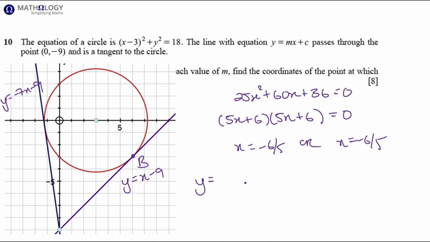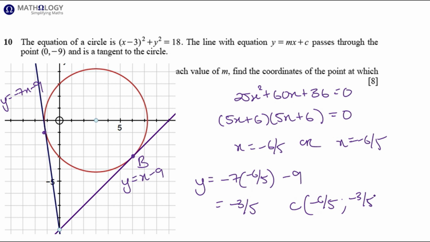So the y-coordinate of the point of contact between the tangent and the circle is minus 7 times minus 6 over 5 minus 9. That equals minus 3/5. So point C will be (minus 6 over 5, minus 3 over 5).